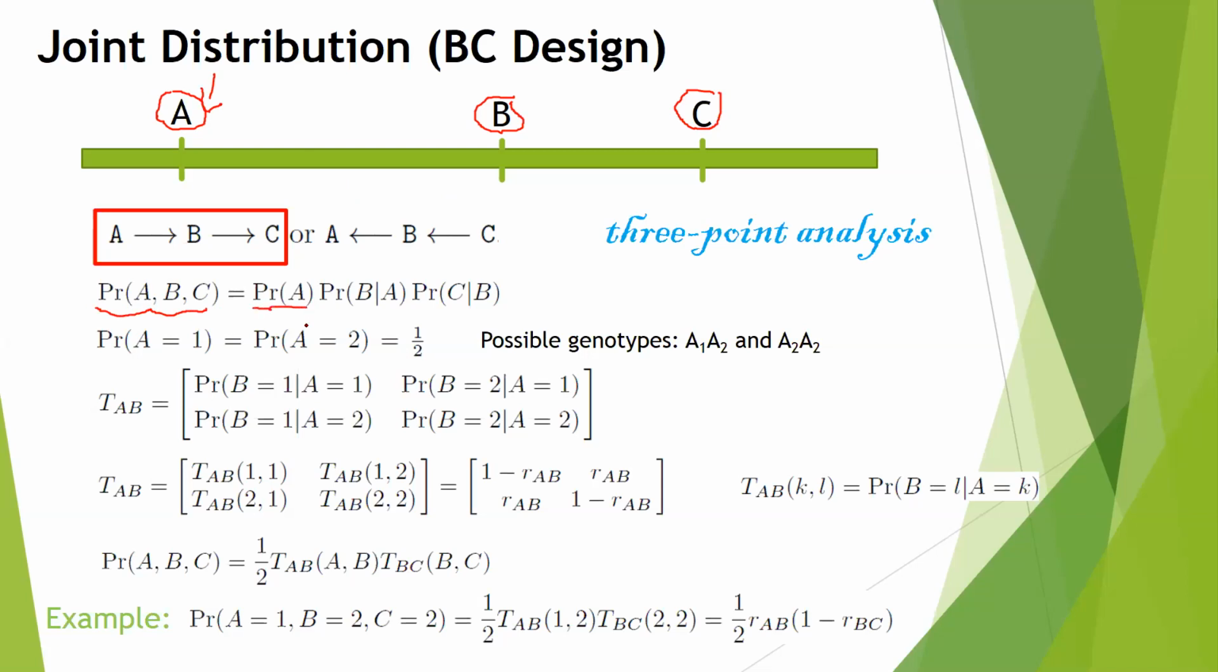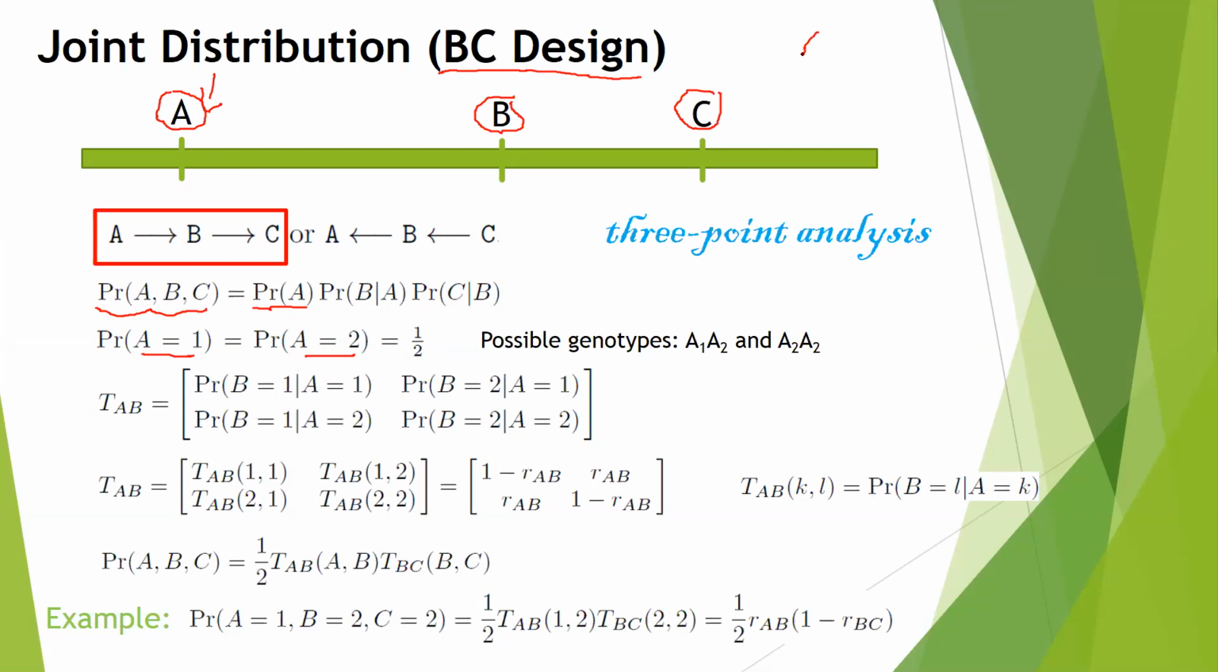Since we start from A, we just put the absolute probability for A here, because we are talking about the backcross design. So for any locus, how many genotypes do we have? Two. Yeah, we only have two, right? Very good. Thank you. So either one or two, because this is a backcross.